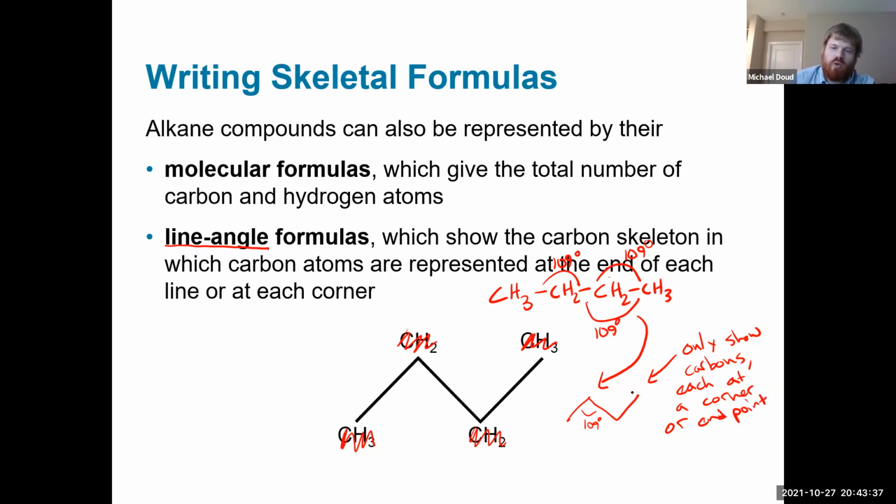So we got 1, 2, 3, 4 carbons. Now you might ask yourself, aren't we omitting a lot of information here? And the truth is, we're not really omitting that much. The only thing that we're not showing is the hydrogens that are bonded to the carbon.